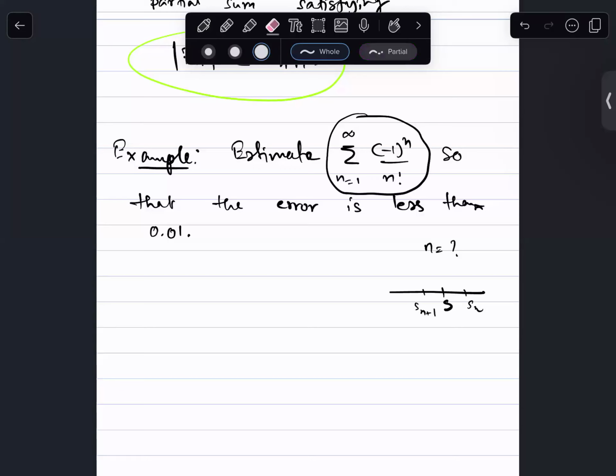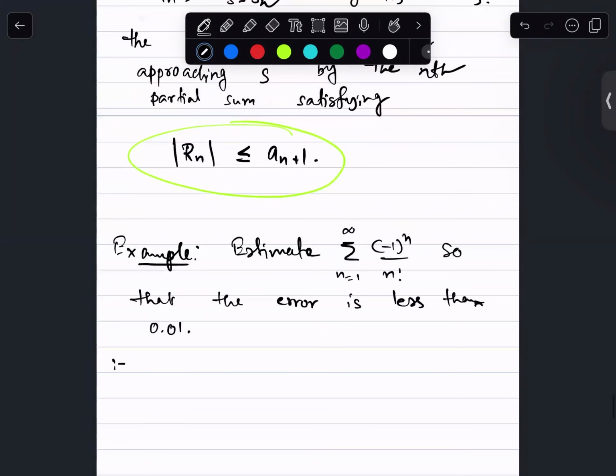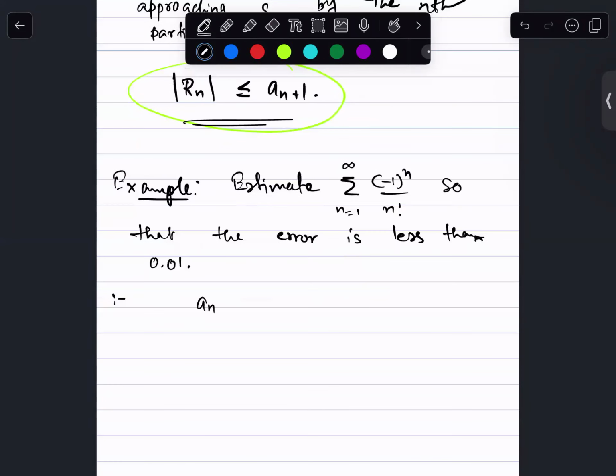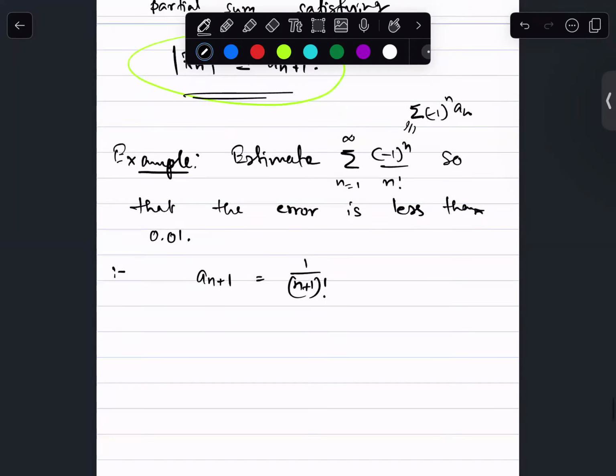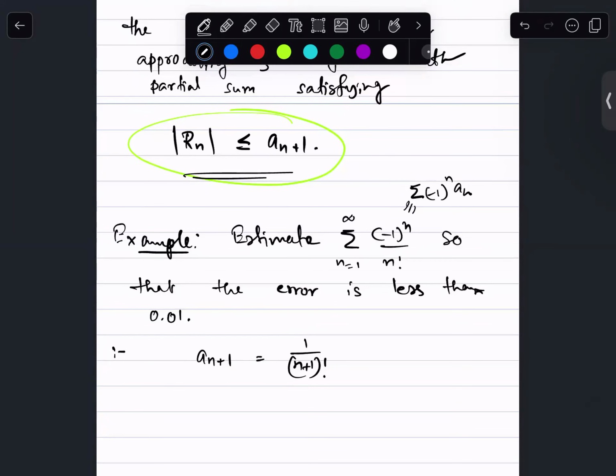To solve this, we know that this formula holds. So a_(n+1) is just 1 over (n+1) factorial, because this is nothing but the summation of (-1)^n a_n, so a_n is without the (-1)^n. And by the formula, that is bigger or equal to 0.01.